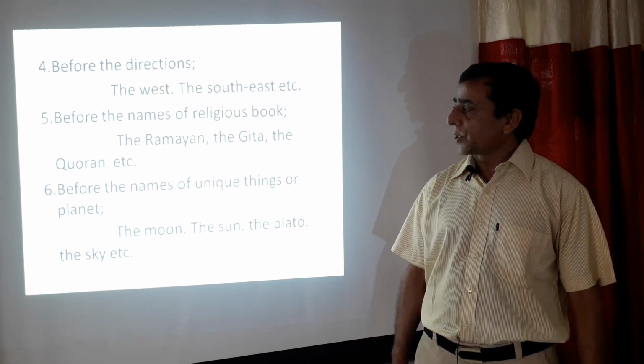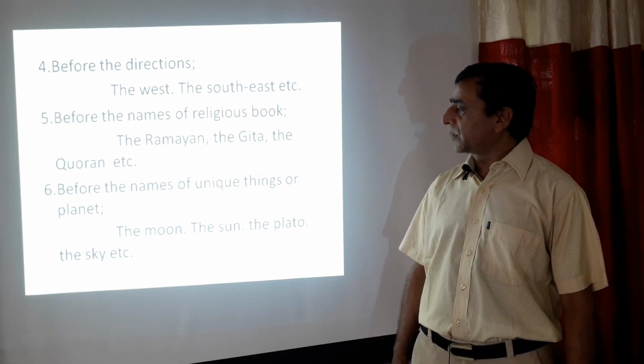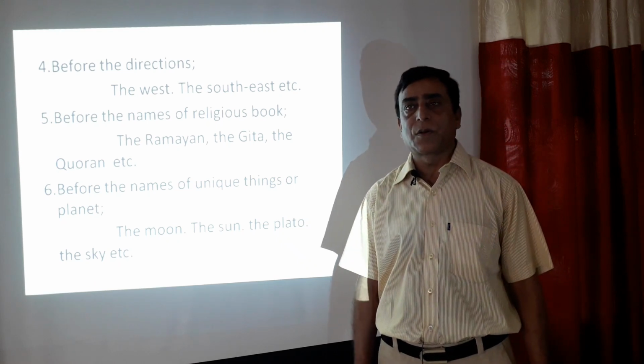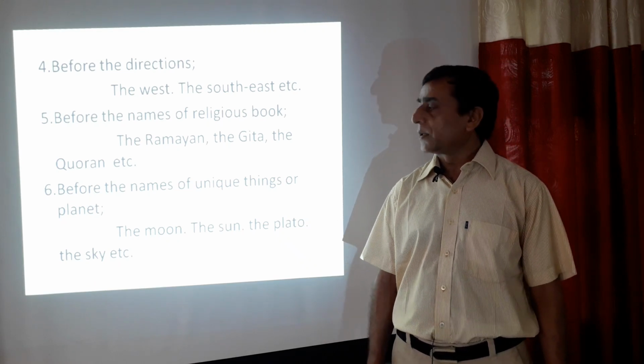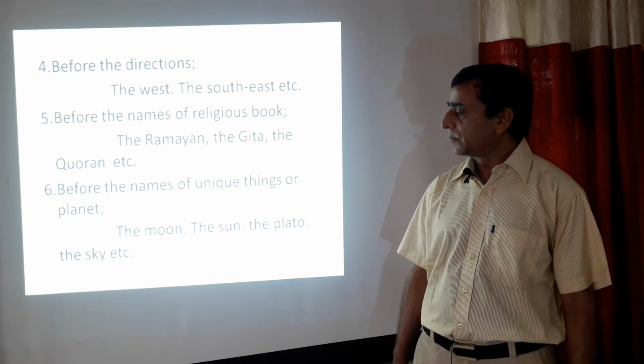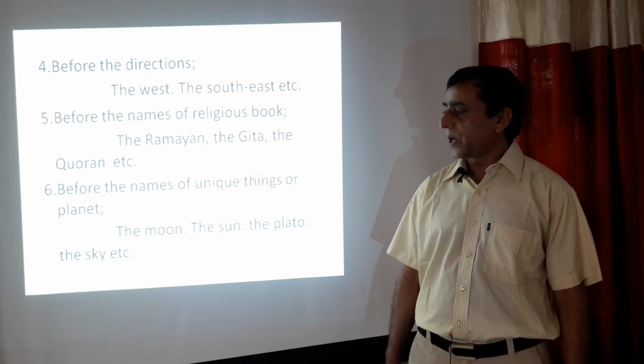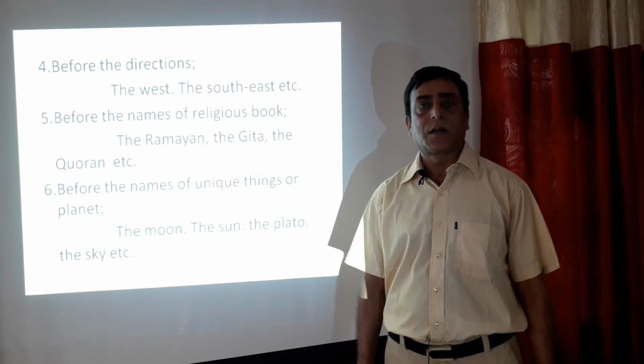Let's go to number six. Before the names of unique things or planets. Before the planet, before the universe, we use the article. For example, the moon, the sun, the plateau, the sky, etc.